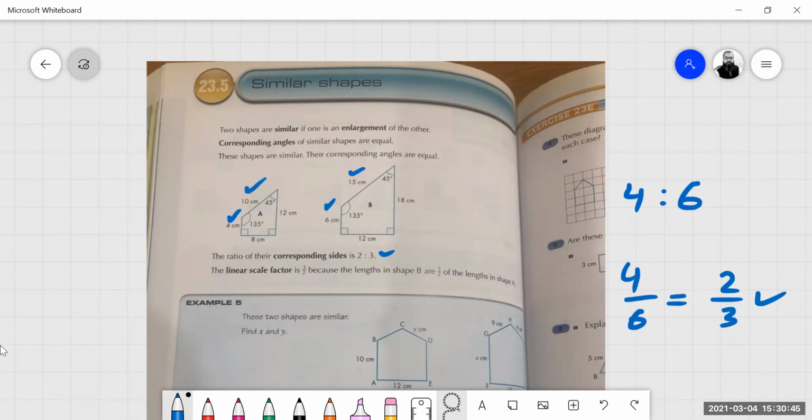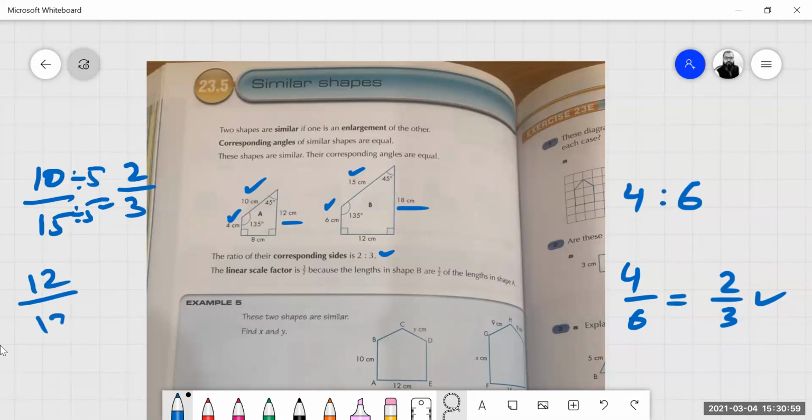10 and 15. Simplest form, 2 over 3. 12, 18. 12 over 18, simplest form, 2 over 3. 8, 12. What will be the simplest form for 8 over 12? 2 over 3. For all, the ratio is 2 over 3.